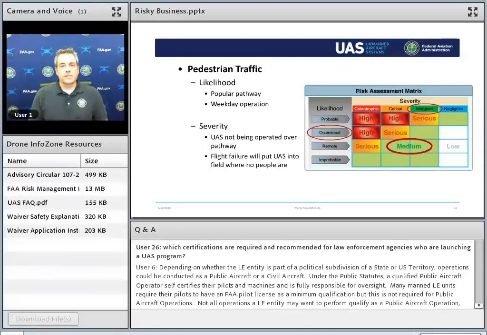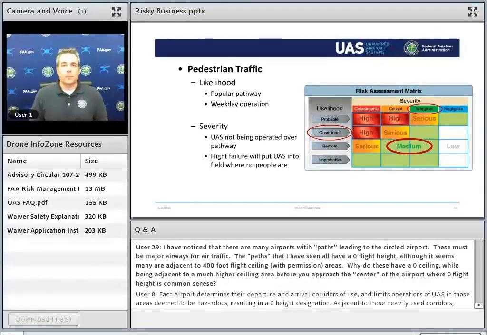So we just go through the risk assessment matrix. Let's take a look at how this might plot out. Now, you may plot a different result based on the data I just gave you, but this is for me. This is for my operation, how I view it. So the likelihood, well, let's say it's a popular pathway, and that it's usually pretty busy, but I recognize that, and so I'm going to fly during the weekday.